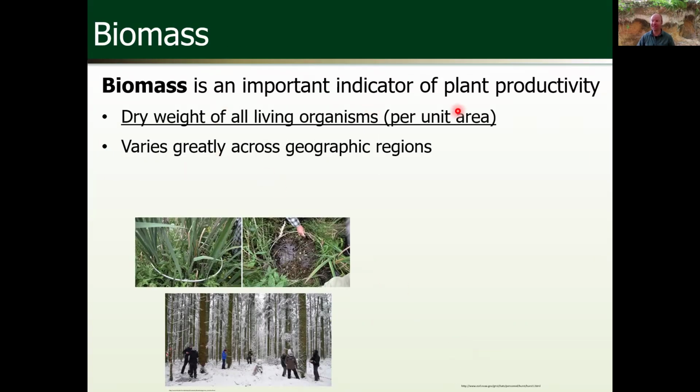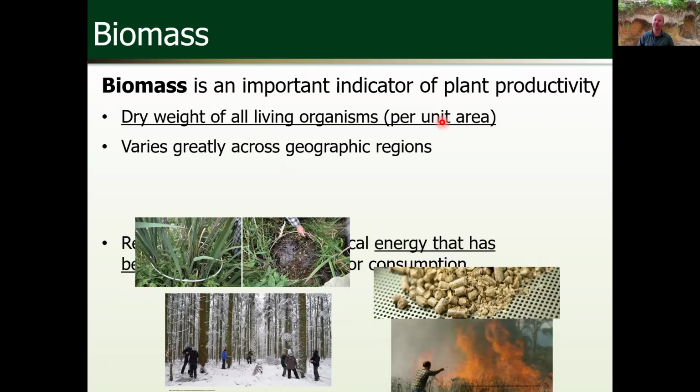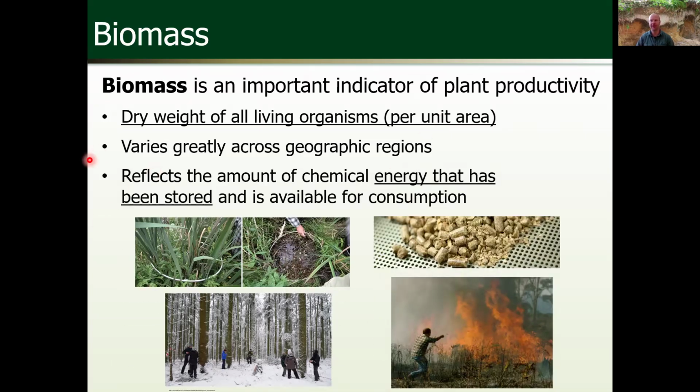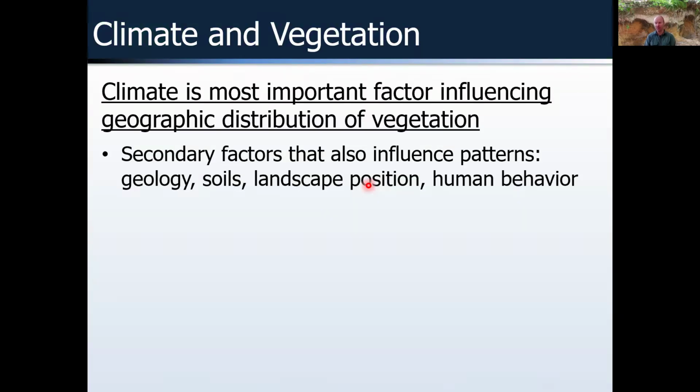Biomass is an indicator of plant productivity. It is, by definition, the dry weight of all living organisms. So latitudinally around the globe, there are regions like tropical rainforests that have an incredible amount of biomass because you have these great growing conditions. It's warm and sunny. And other regions where it's hot and dry have much less. And so it's a good general indicator of plant productivity around the world. And then it reflects the amount of stored chemical energy available for consumption.